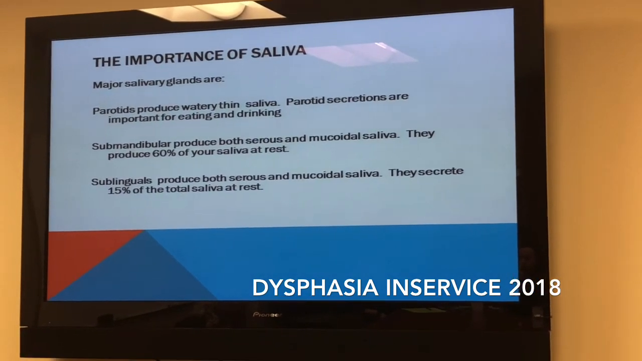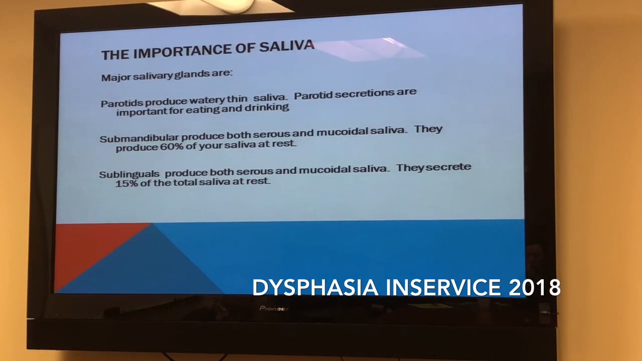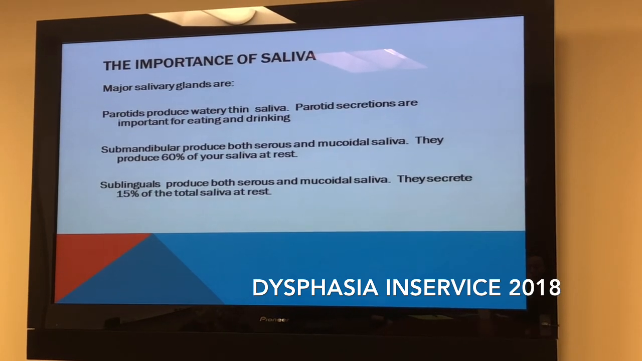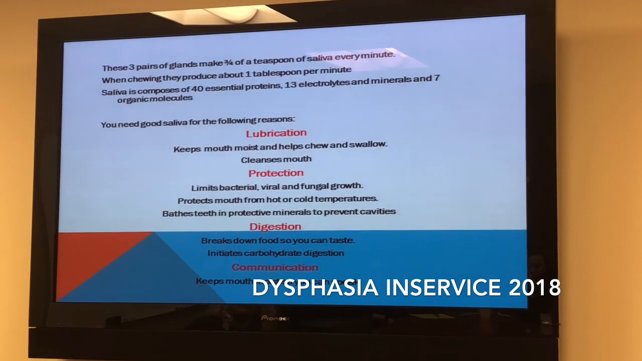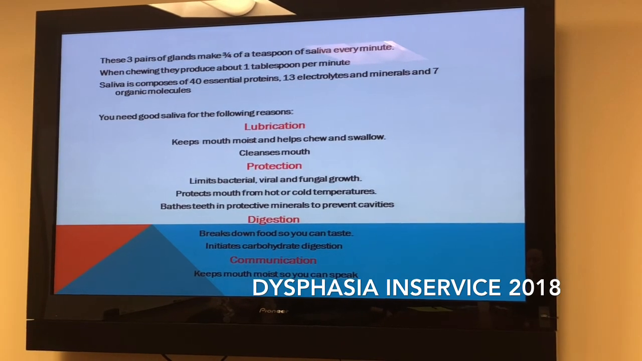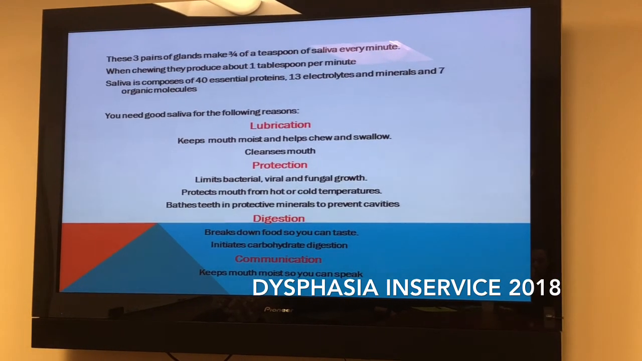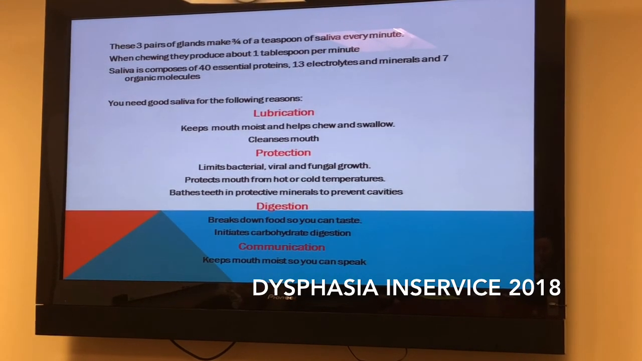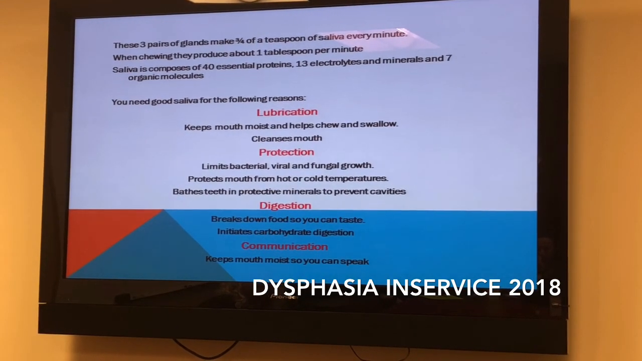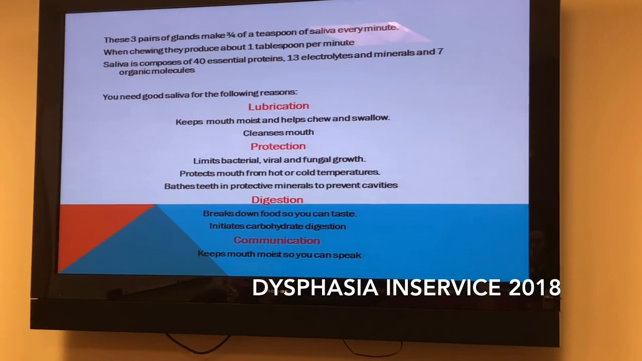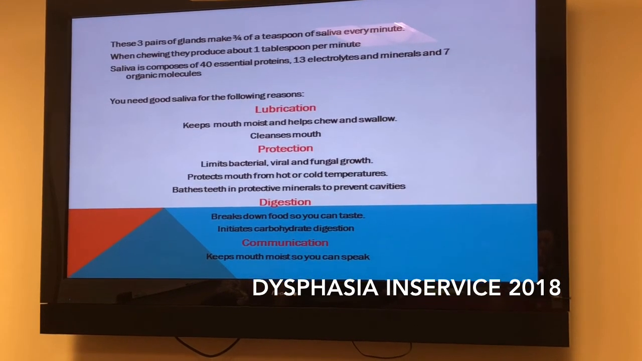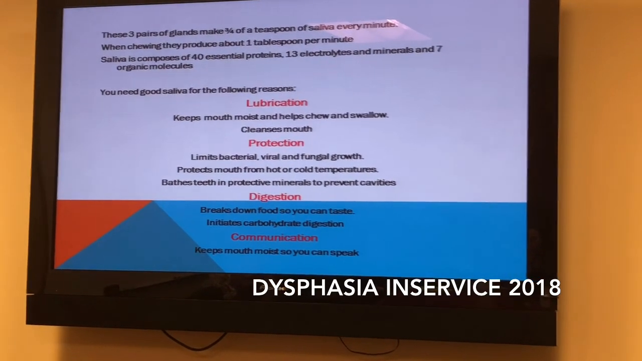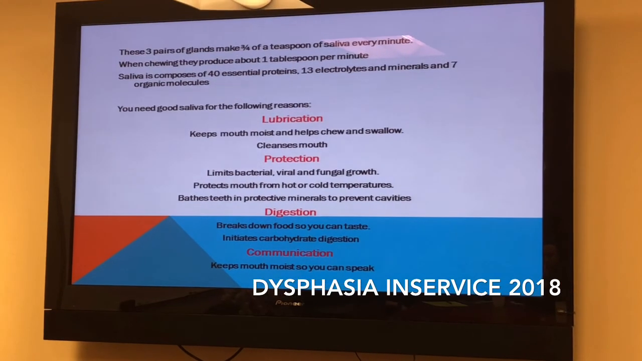The sublinguals produce serous and mucoidal saliva as well, and they secrete 15% of your saliva at rest. These three pairs of glands make three-quarters of a teaspoon of saliva every minute. So you have a lot of saliva. When chewing, they produce about a tablespoon per minute. Saliva is composed of 40 essential proteins, 13 electrolytes and minerals, and 7 organic molecules.